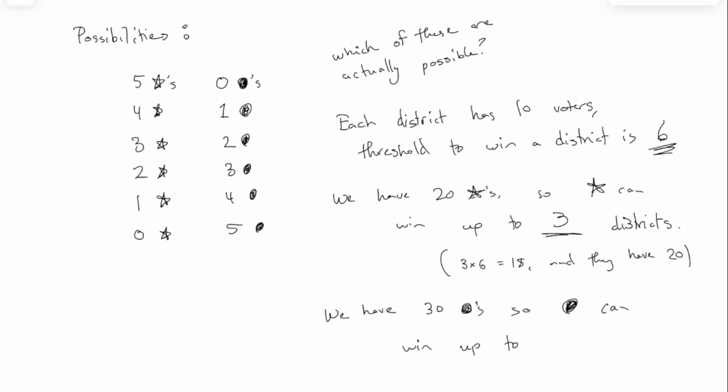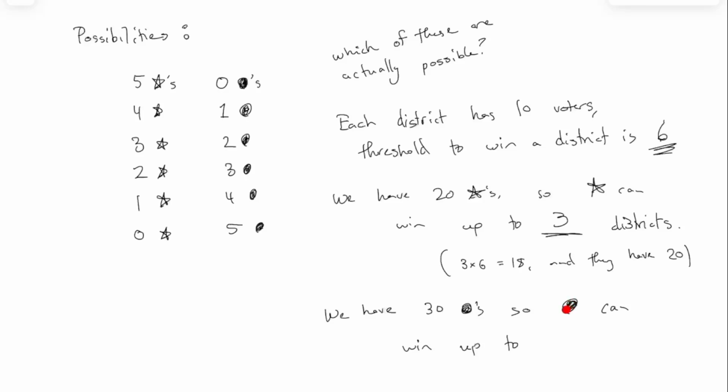They need 6 each. Anybody got the fingers? I see some fingers. You should think about various multiples of 6, right? Could they win 3 districts? That requires 18. They have 30, so they could win 3. Could they win 4? That would mean 4 times 6 would be 24, and they have 30, so they could win 4. Could they win 5? 5 times 6 is 30. They do have 30, so I think they could win 5.